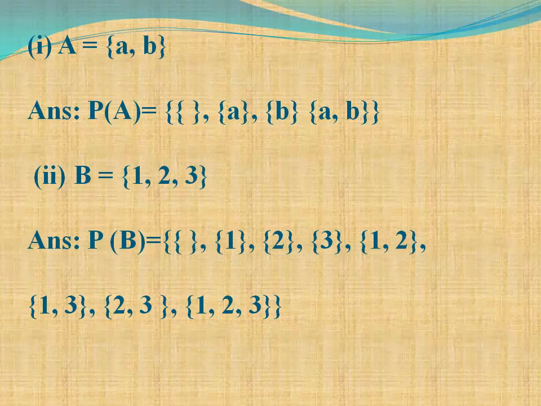So {1, 2, 3}. Once again I repeat: here first the empty set is one subset, and {1}, {2}, {3} are separately each one set, and next the combinations of two elements. So {1, 2}, {1, 3}, {2, 3}. Next the same set is one of the subsets. So {1, 2, 3}.